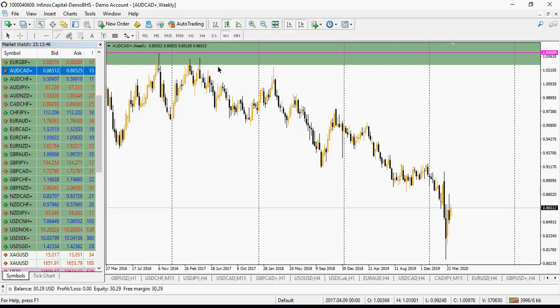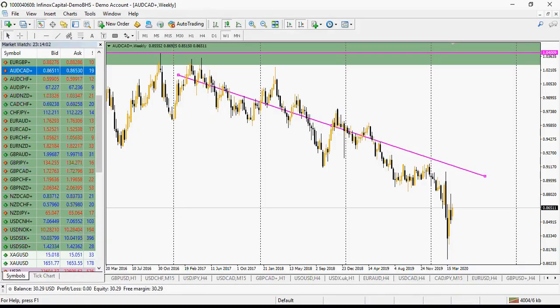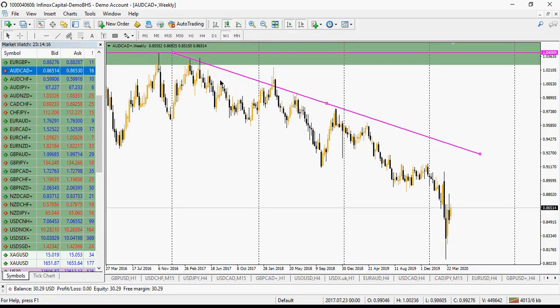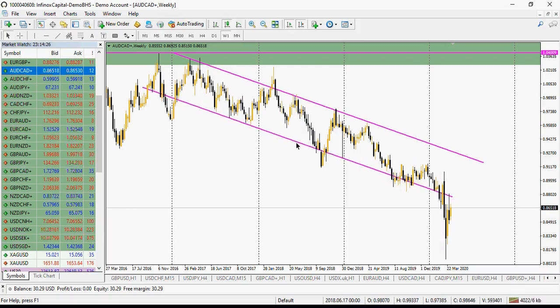If you notice something right here, this is the weekly time frame. You can see the market has pushed down. The market obeyed this channel for a long time. Oops, what happened here? Am I still connected? Okay. You can see the market obeyed this channel for a long time, right here, until it broke out of it.